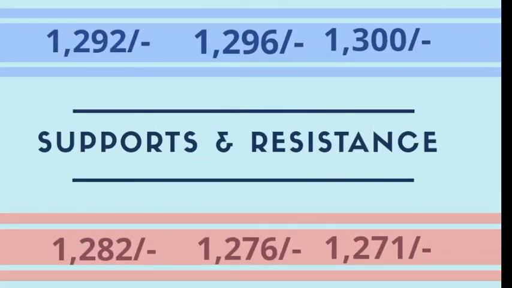So for the supports and the resistance, supports are located at 1,282, 1,276 and 1,271. Those are the meaningful supports, and the resistances are 1,292, 1,296 and 1,300. That's all for the technical indicators. We'll move on now to the trading strategy.